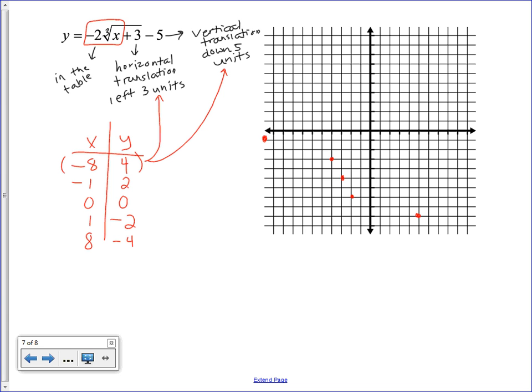Again, this is the S-shaped curve, but it's backwards because we made it negative. The whole thing flipped. So this time my curve looks like this. Try to make it as smooth as possible.